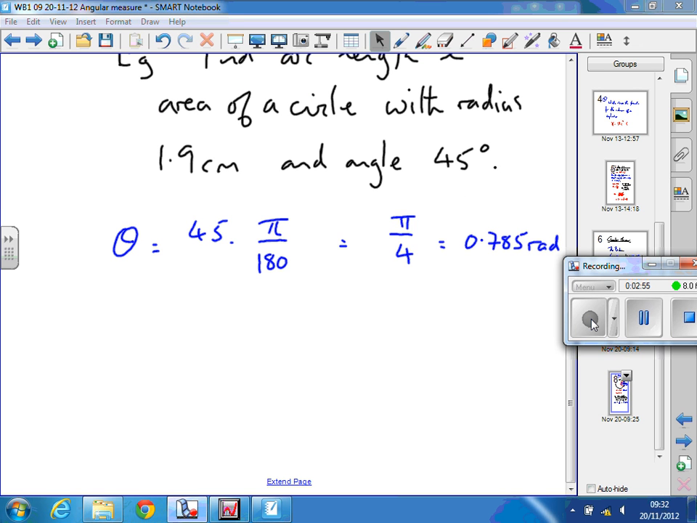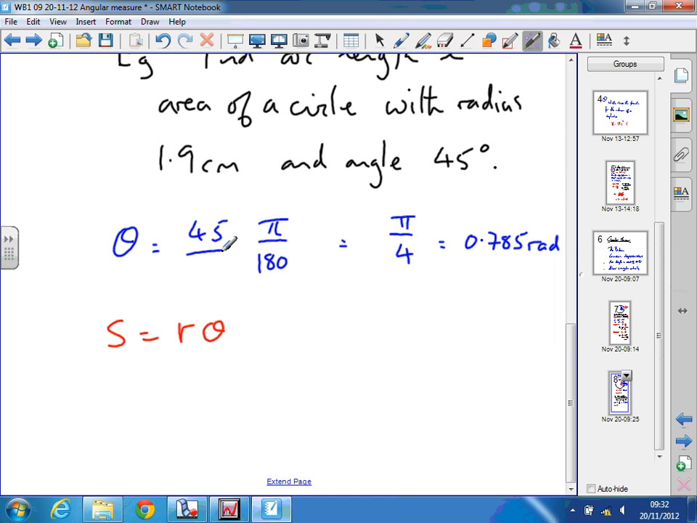Okay, so if we want the arc length, we're going to use the formula s equals r theta, but theta must be in radians. So the first thing we do is convert our angle of 45 degrees into radians by using that conversion, 45 times pi over 180, which gives us pi over 4, or 0.785 radians to three significant figures.